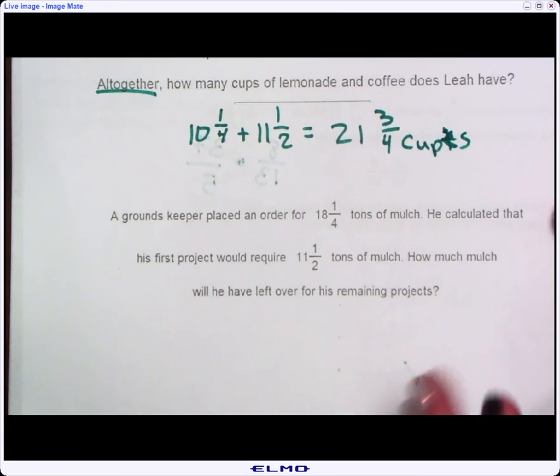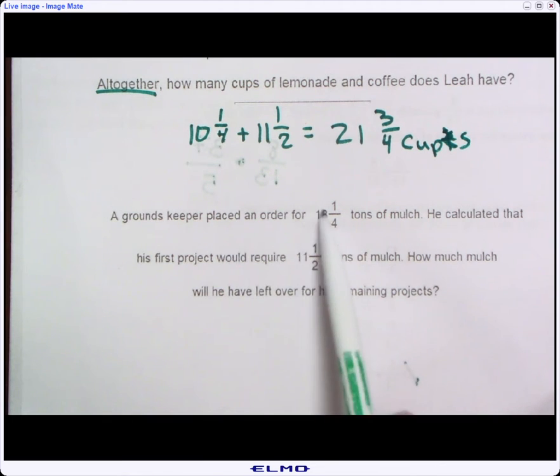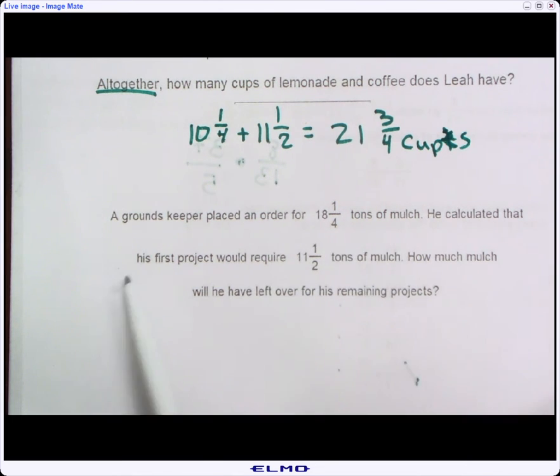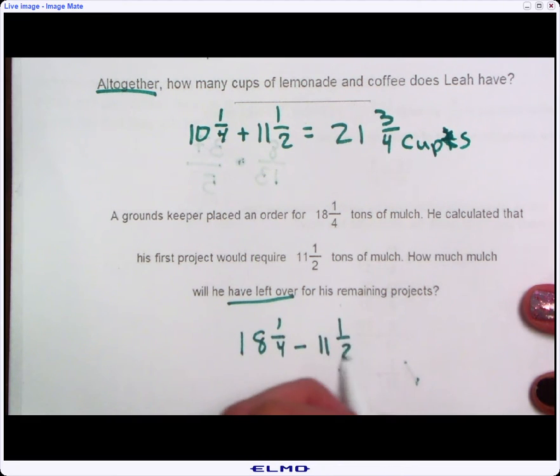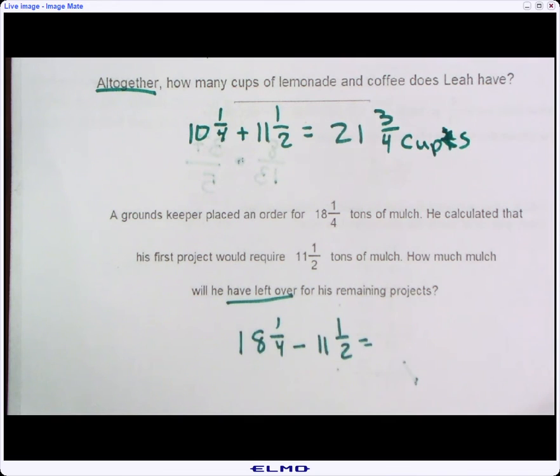Last one, a groundskeeper placed an order for 18 1/4 tons of mulch. He calculated that his first project would require 11 1/2 tons of mulch. How much will he have left over for his remaining projects? Leftover is a word that means subtraction. So 18 1/4 minus 11 1/2. And again, you could just throw this in your calculator to get your answer, but I want you to make sure that you know how to hit those buttons to get 6 3/4 tons.